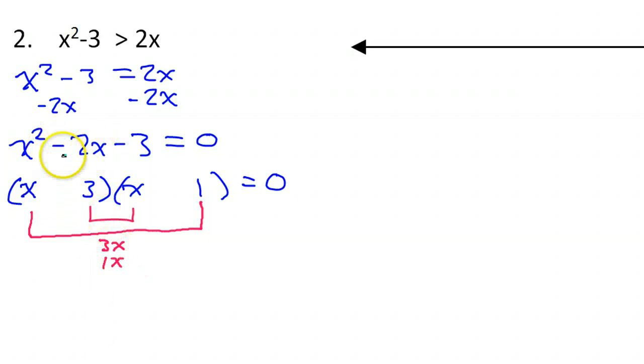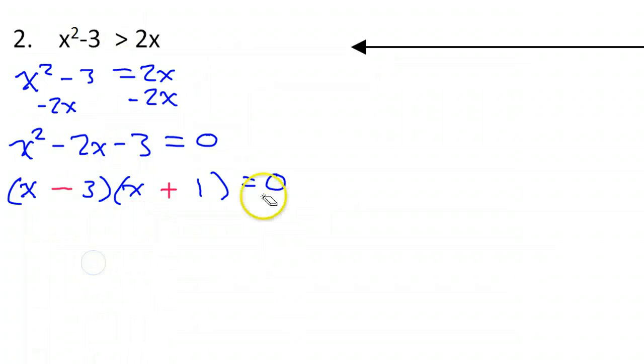I'm trying to get a middle of negative 2x. That will happen if I have a negative 3 and a positive 1. So there's my negative 3 and there's my positive 1. Then I have to check, am I getting a negative 3 out of this? Sure, negative 3 times positive 1 is negative 3. So we have factored it correctly.